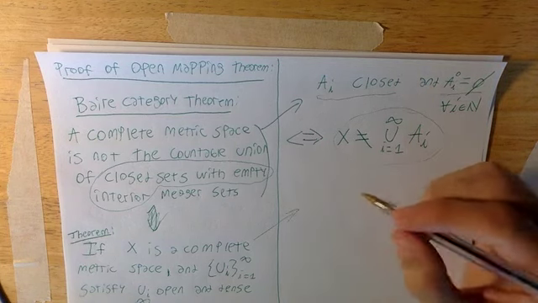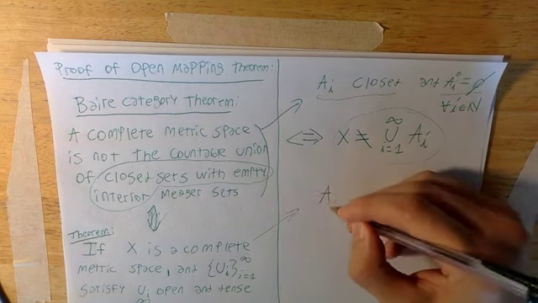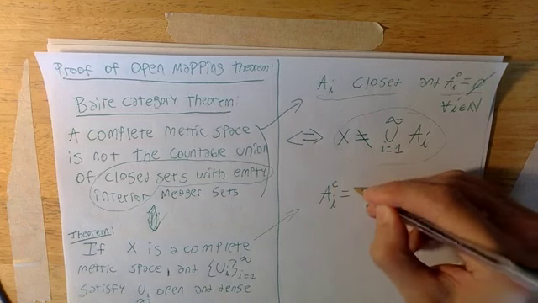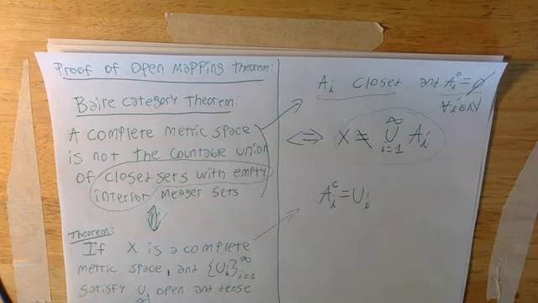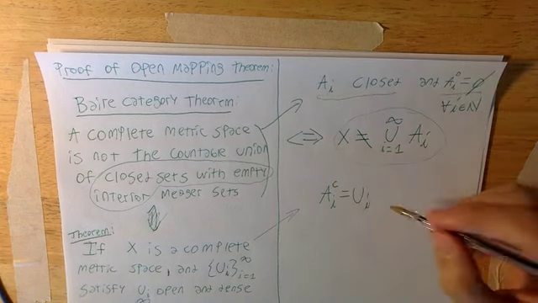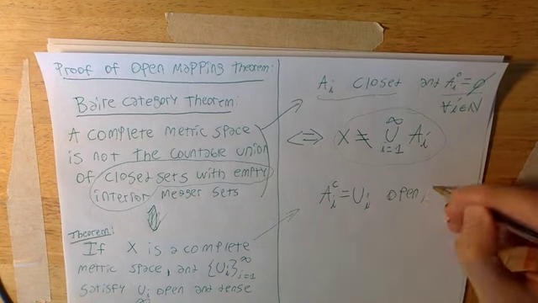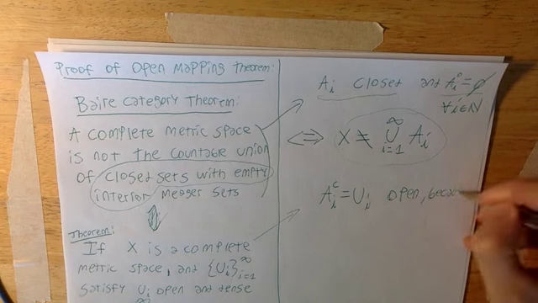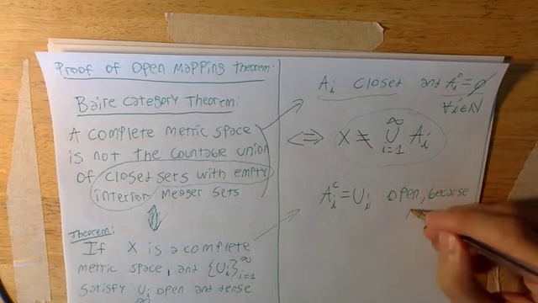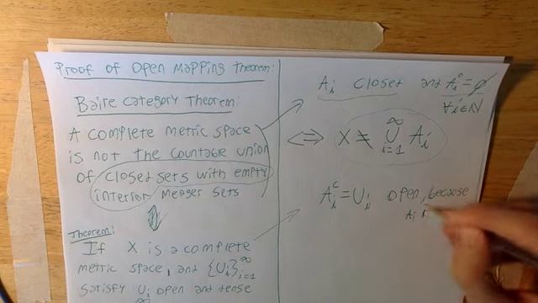because let's take A_i complement is equal to U_i. Now, U_i is clearly open because A_i is closed.